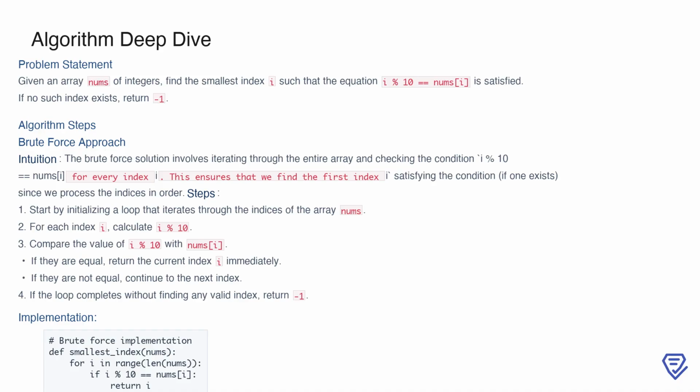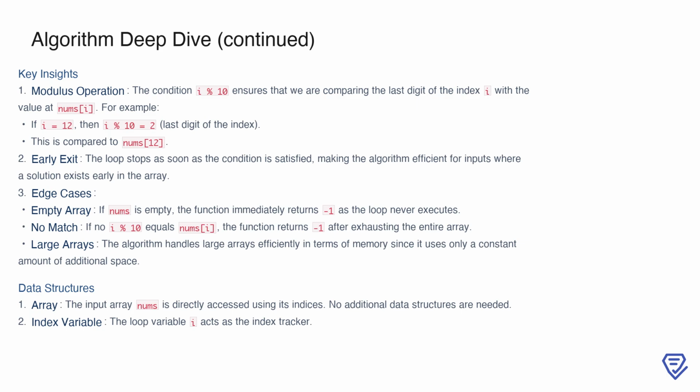The steps are as follows: initialize a loop to iterate through the array, compute i%10 for each index, and compare it to nums[i]. If they are equal, return i, otherwise, move on to the next index. If the loop finishes without finding a match, return -1. Here's a simple Python implementation of this logic, which directly applies these steps. Now, let's break down some key insights about this approach.